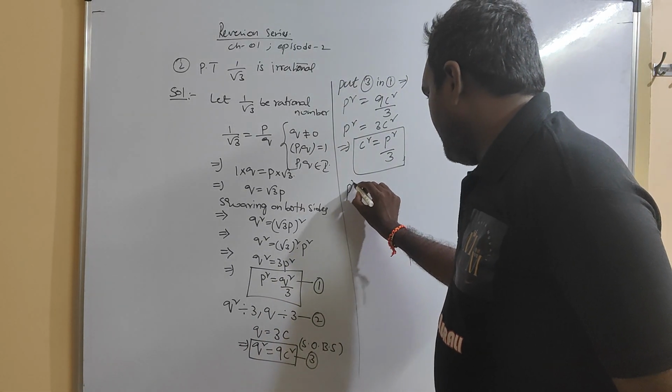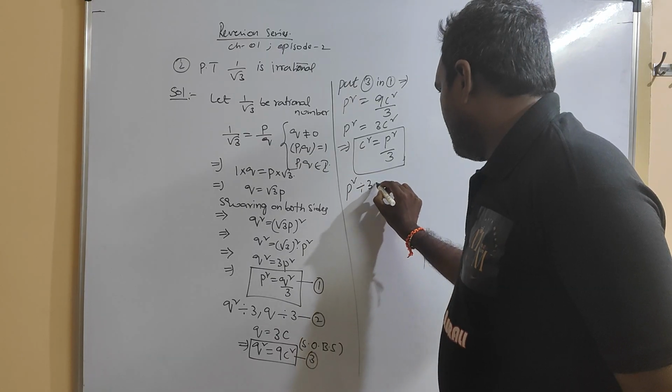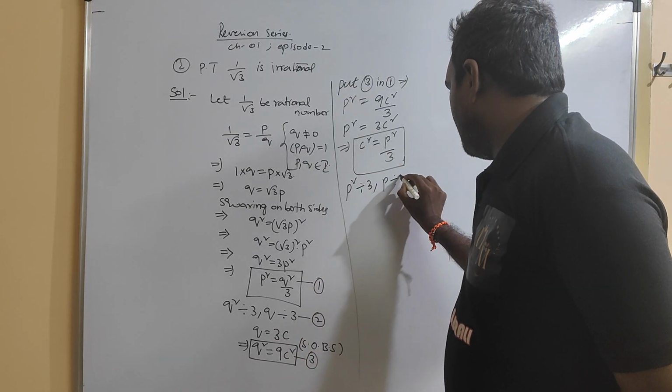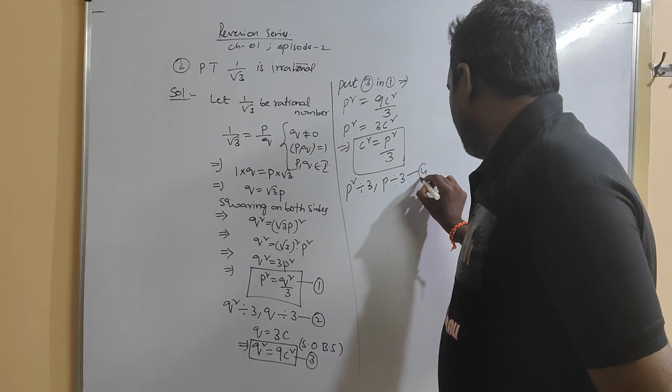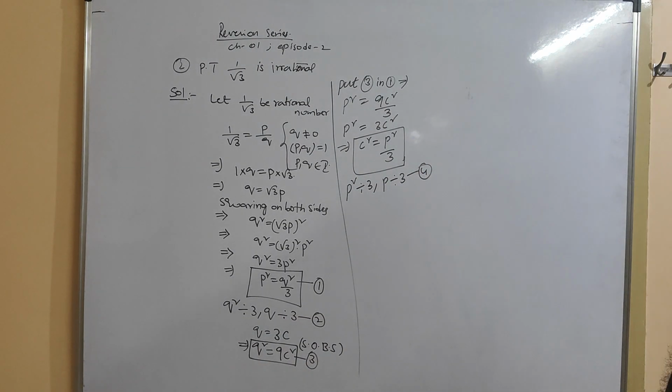So see, p square divides 3, comma, p divides 3. This you make as equation 4. If you check equation 2 and equation 4, p and q are having 3 as a common factor, right? But what we took, p and q are having only 1 as a common factor. So what we took is wrong. That we have to write.